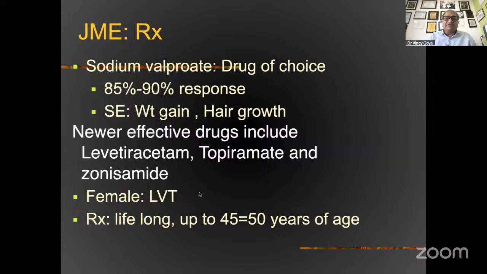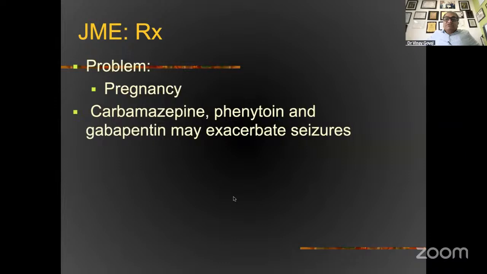How long to treat this condition? Juvenile myoclonic epilepsy has to be treated lifelong, or at least until you are aged 45 to 50 years, because the chances of getting seizures after this age decrease dramatically. The problem is during pregnancy. If you have a pregnancy, I would not change the drug, please. If you are taking sodium valproate, do a drug level, repeat ultrasound at 12 weeks and 16 weeks, and look for any neural tube defect. Then we proceed accordingly. If everything is okay and seizures are controlled, I would not discontinue the drug.